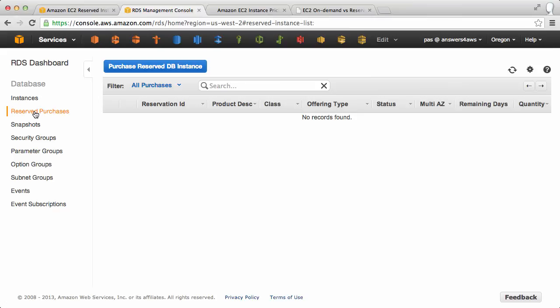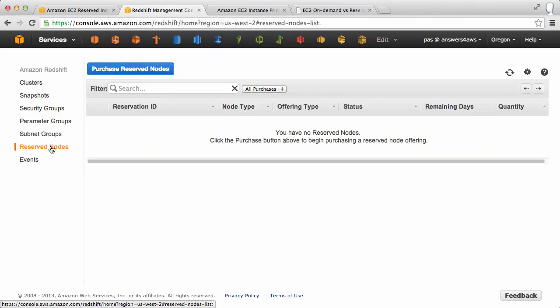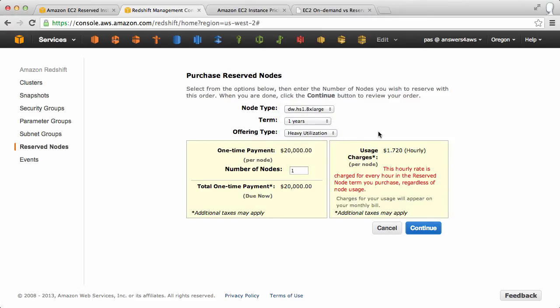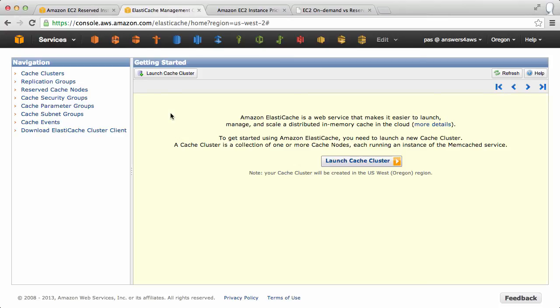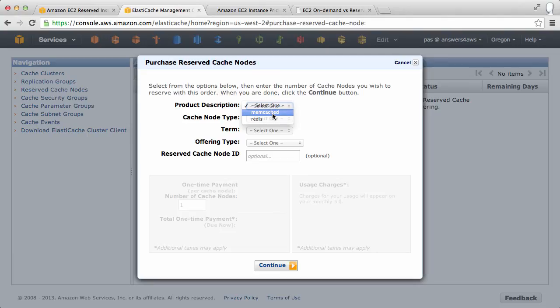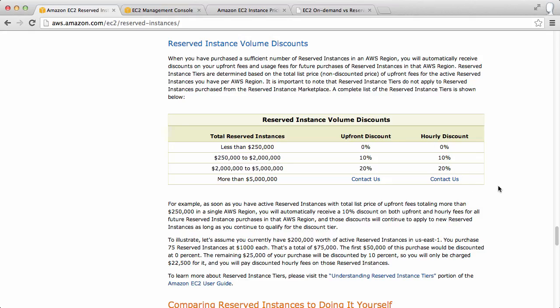And reserved instances aren't just limited to EC2, you can also buy them for RDS. You can buy reserved instances for Redshift, and this is how you can get to the $1,000 per terabyte per year for a data warehouse. And if you're using Elasticache, you can buy Memcache or Redis reserved instances as well. And if you happen to be a high roller, there are volume discounts for reserved instances.